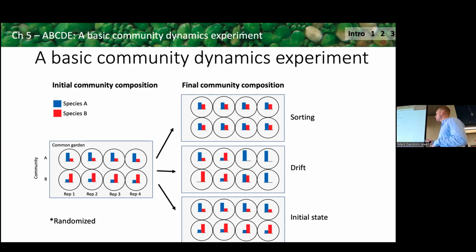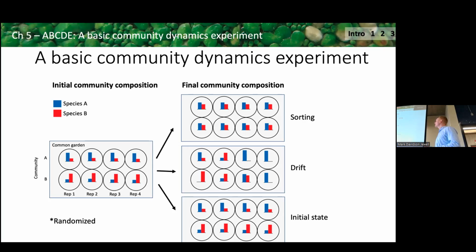If ecological drift is important, then there will be a divergence among replicate communities due to stochastic demographics. Then the third possibility is that initial state is the best predictor of a final state. This may be because communities didn't change, right? So initial equals final, or it may mean that the initial state influences sorting or drift through historical contingency, right? So you can have the initial state influencing sorting through priority effects or inhibition, or you can have the initial state influencing drift because species that start out rare are more likely to drift towards extinction, for example.